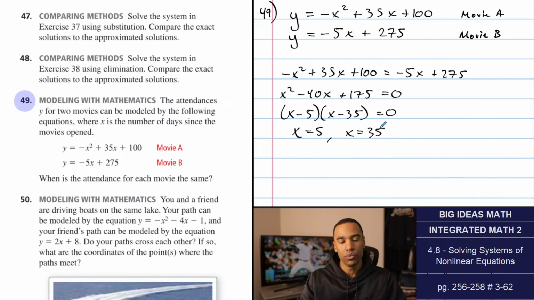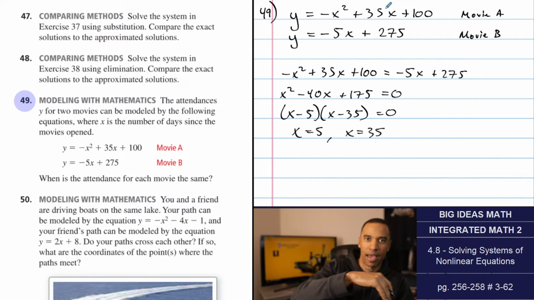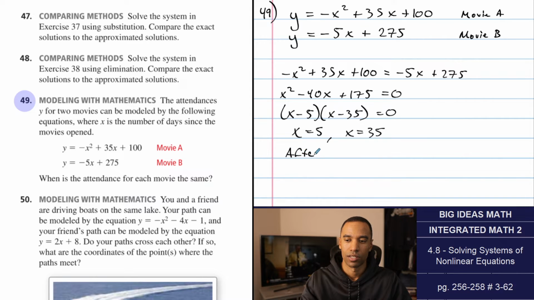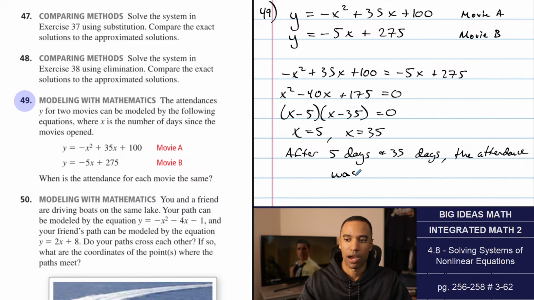So there were two different instances where this first one is an upside down parabola. So the attendance actually went up and then went back down, which is interesting. So after 5 days and 35 days, the attendance was the same. And the other one just had the attendance go down in general.